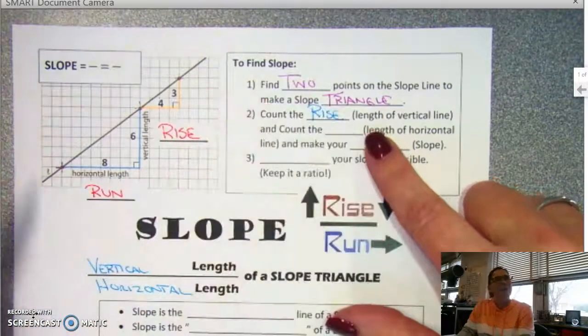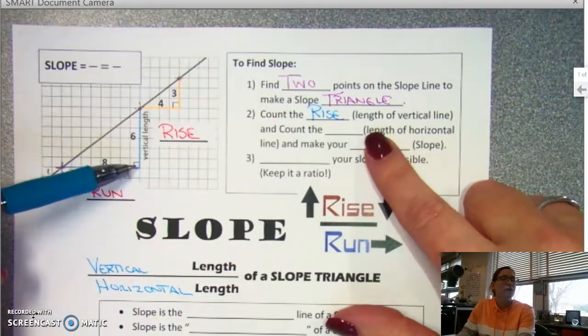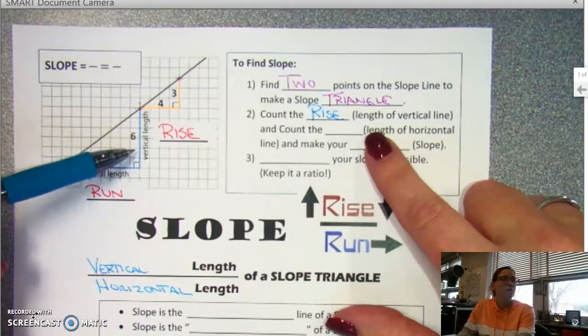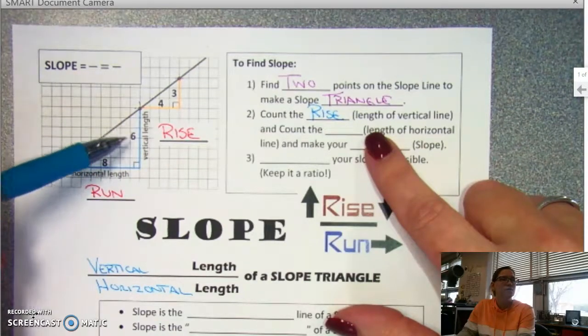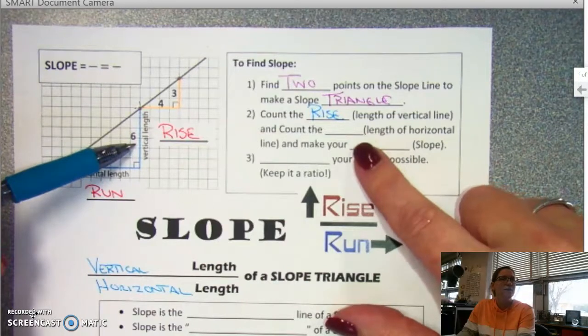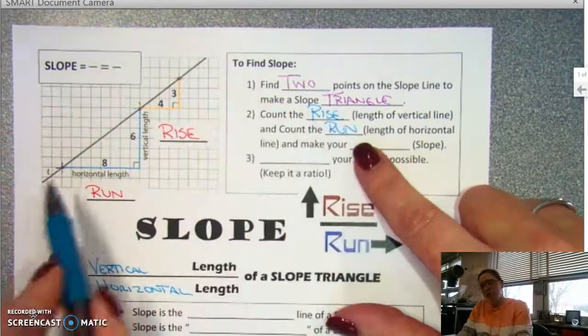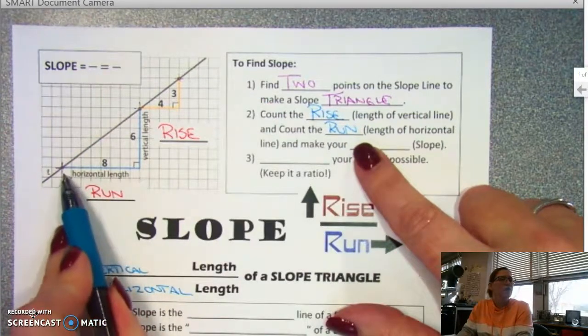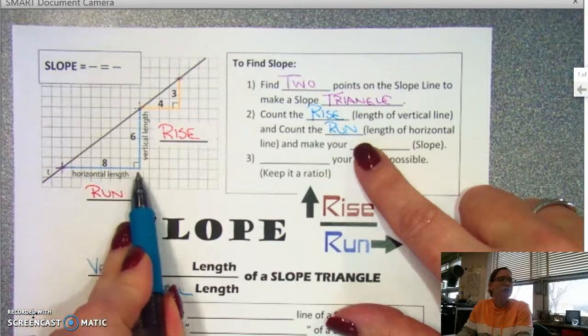So what you're doing is you're trying to find the length of the vertical line. So here's my vertical line. You're counting your squares. 1, 2, 3, 4, 5, and 6. So this length would be a 6. And then you would count your run. Your run is the length of the horizontal line. And if you count, again, count the squares. 1, 2, 3, 4, 5, 6, 7, 8.